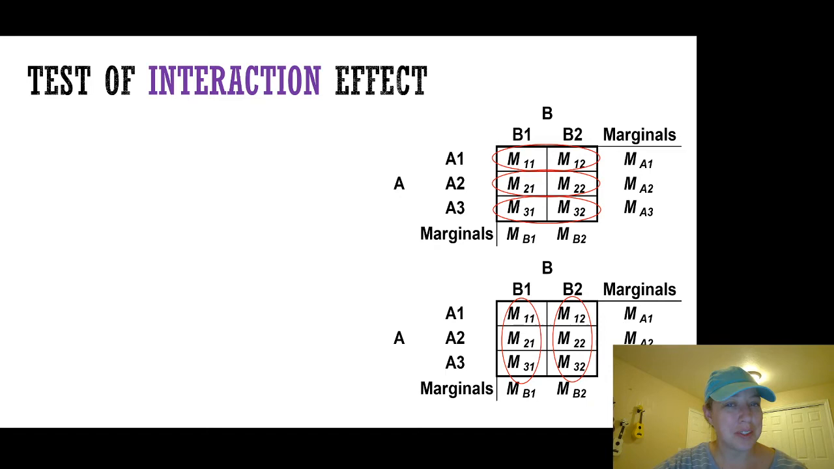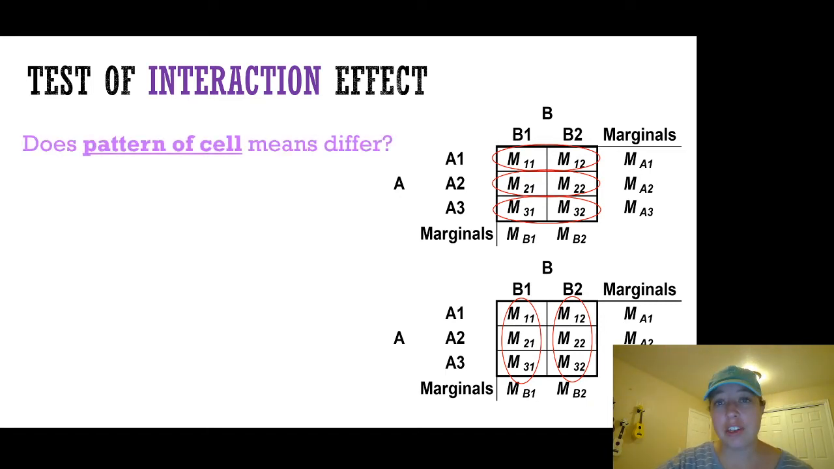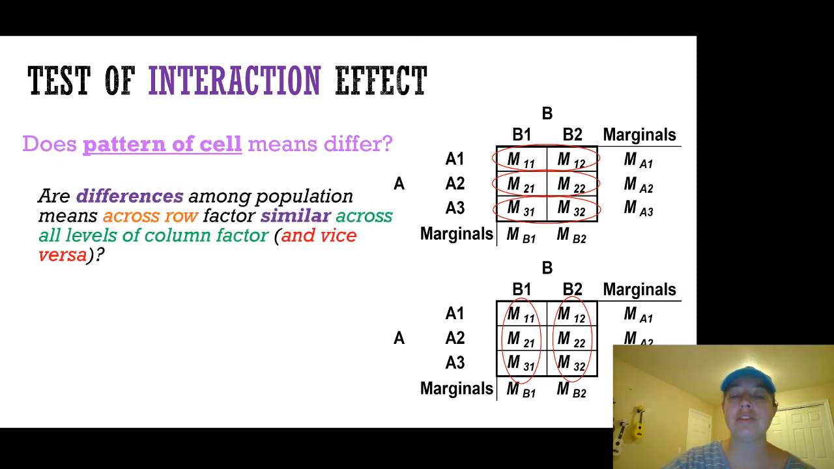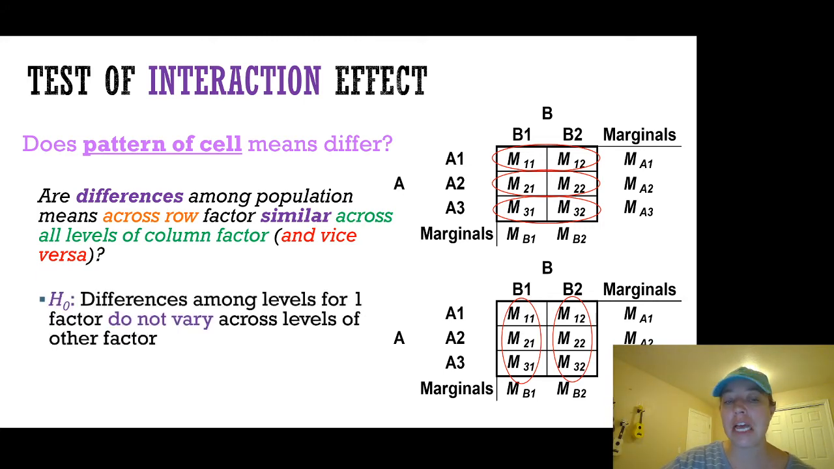Now, the trickier one, an interaction effect. An interaction effect means there's some pattern that is not the same throughout the table. So the differences across rows are not the same. The patterns in the rows are not all the same. The patterns in the columns are not all the same. There is something else going on.